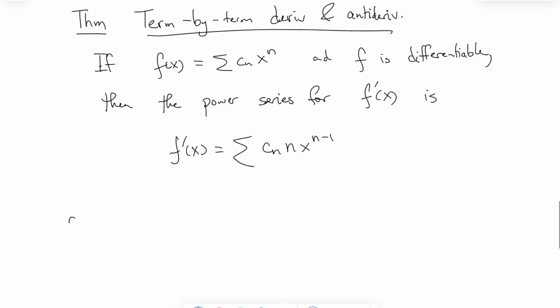So I will say, the power series for the antiderivative, not f prime, is similarly the antiderivative of the original power series, and that would look like Cn times 1 over n plus 1 x to the n plus 1, right? That's the antiderivative of the power series terms. This is the term by term derivative and antiderivative. All right.